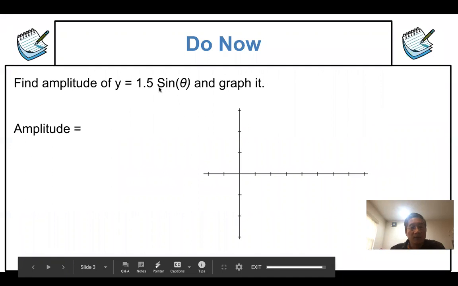Find the amplitude of y equals 1.5 sine theta. Sine theta means angle, and graph it. What is amplitude? Yeah, you can find it, right? 1.5, yes, this number. And then if you put it into the calculator, 1.5 times sine theta, what happened? The graph's maximum and minimum values change, right? The center line is still the y equals 0 line, right?